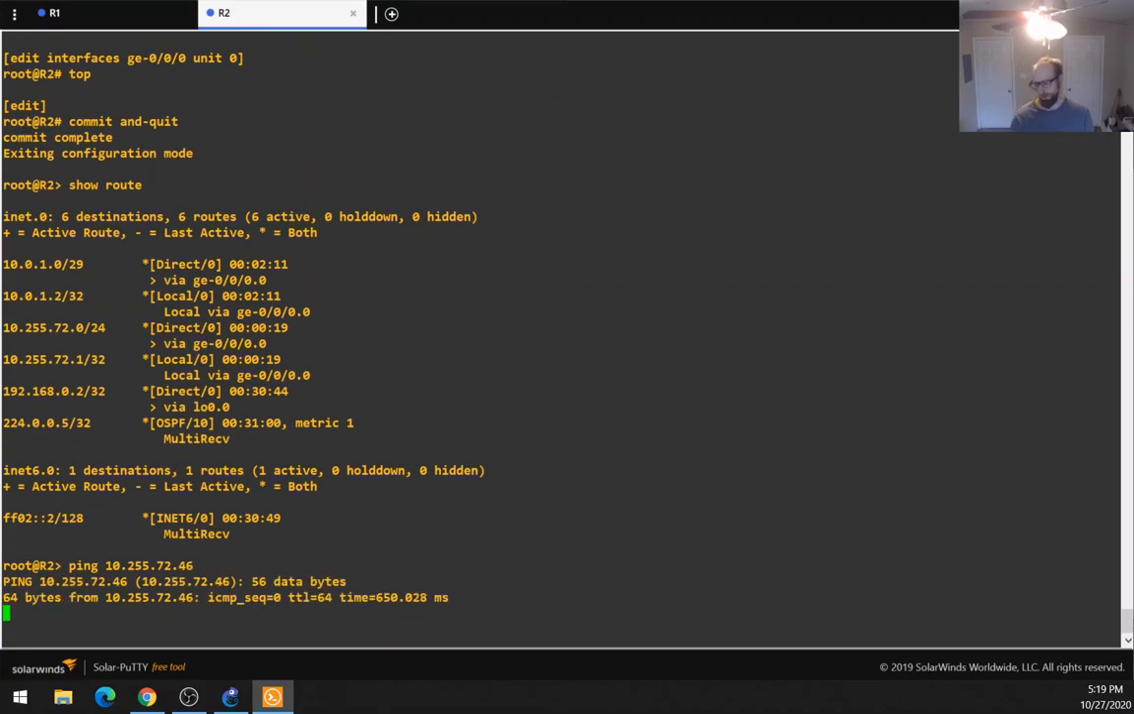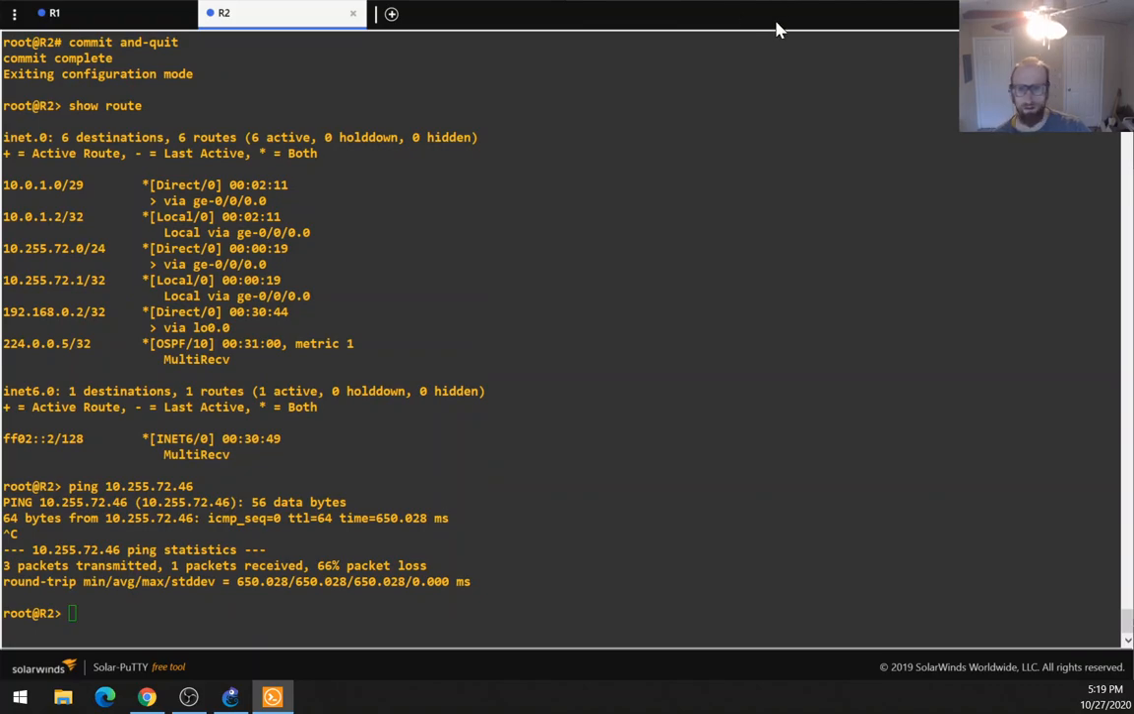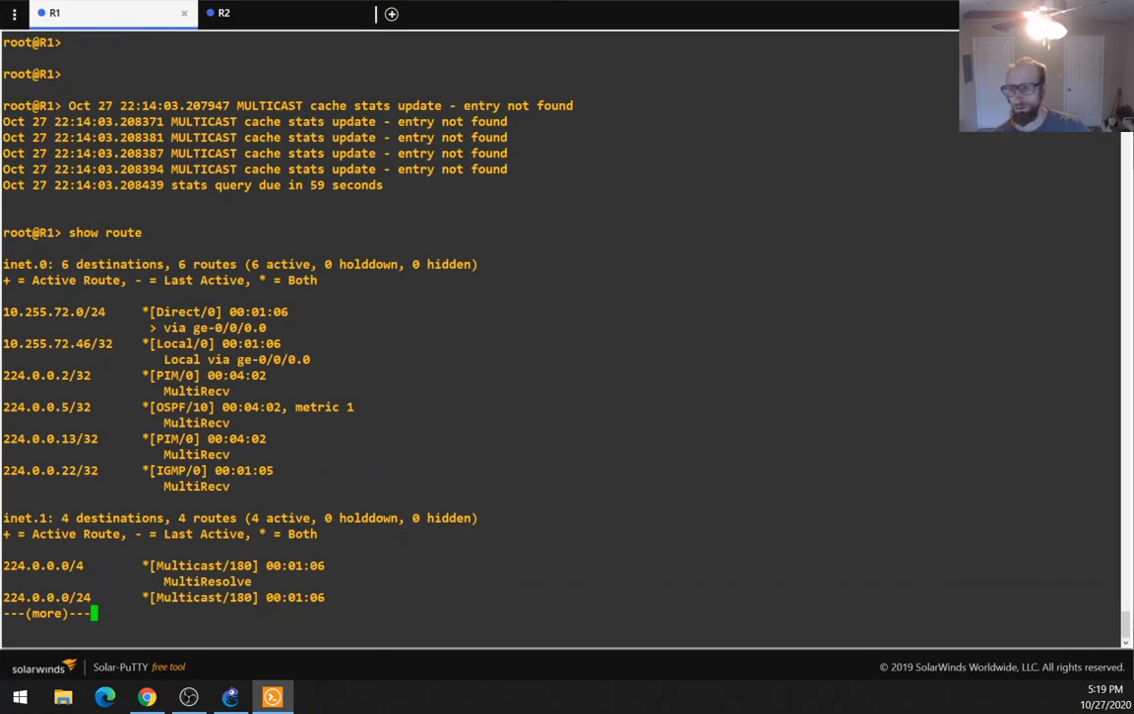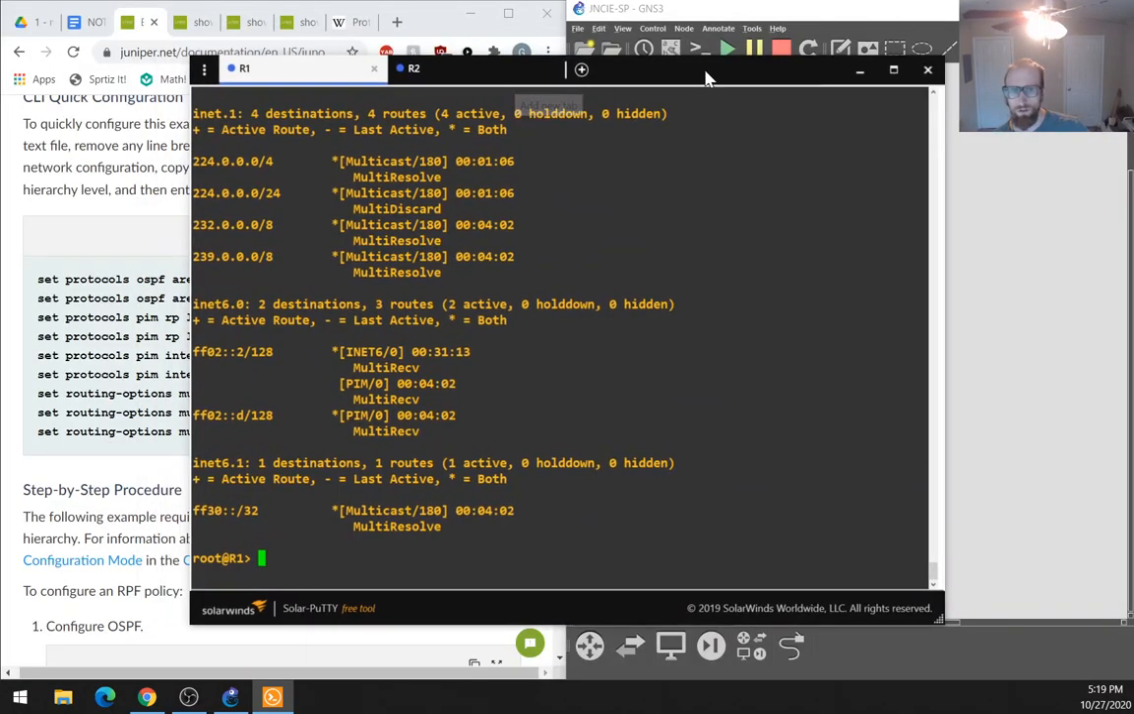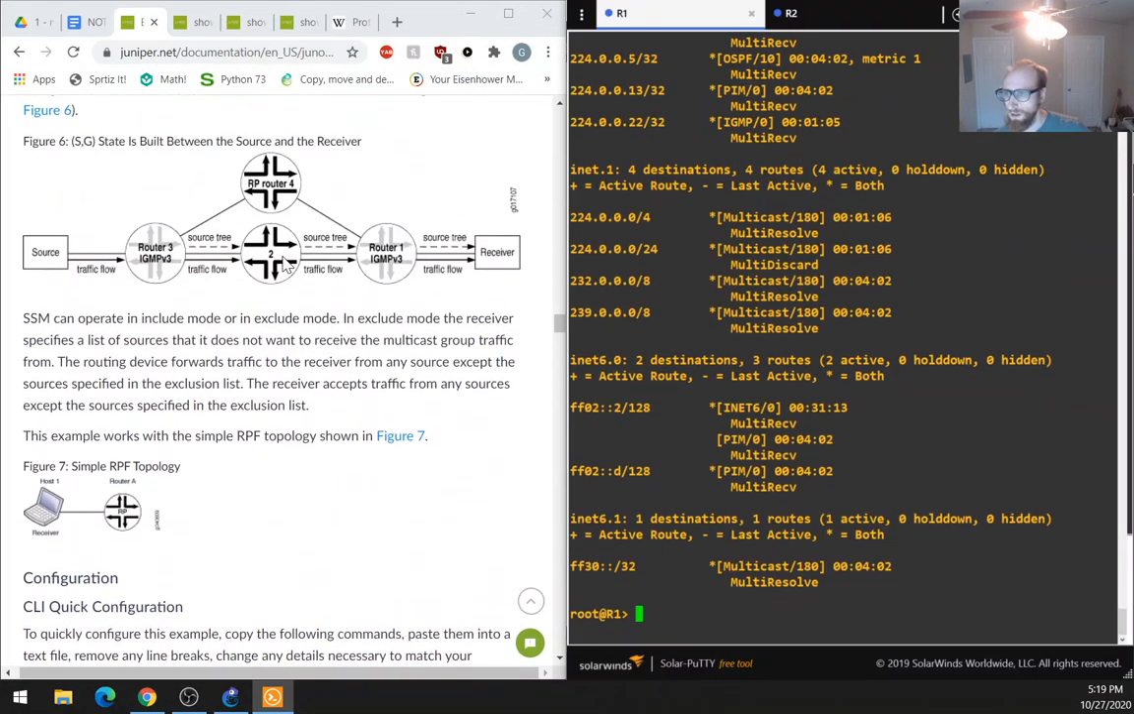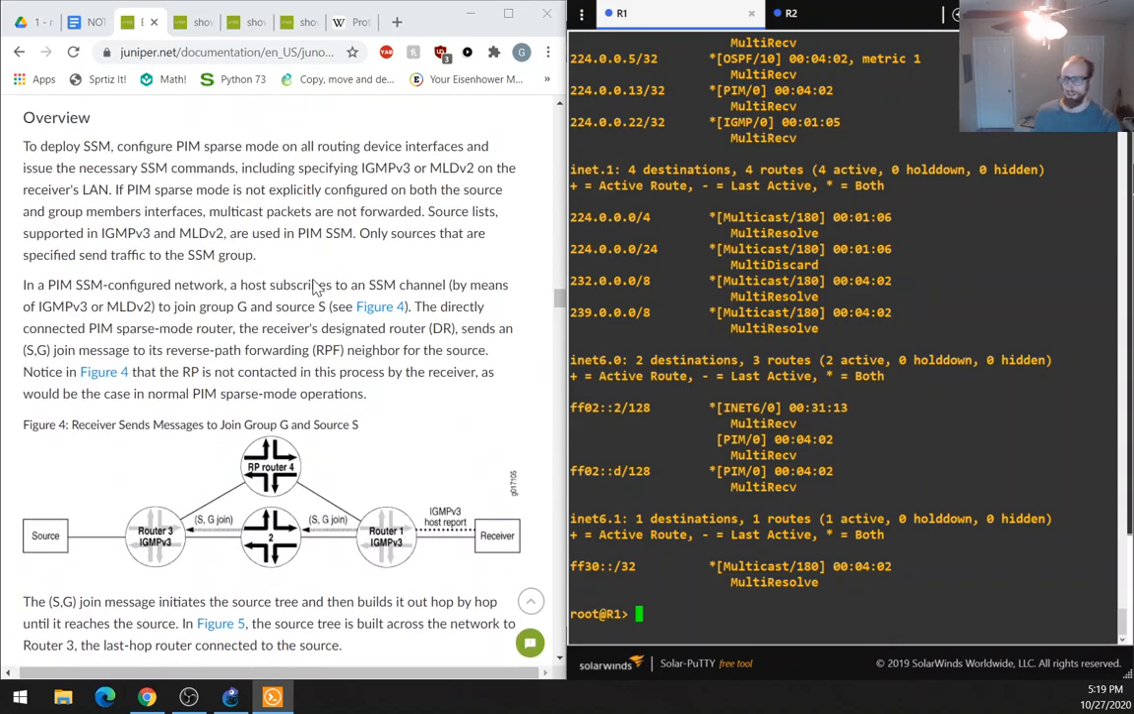Okay, so yep, everything is good to go as far as pinging that is concerned. So I'm not sure more about what they're getting at here. It's really unclear, this example. I'm kind of tempted to just move on to the next one.